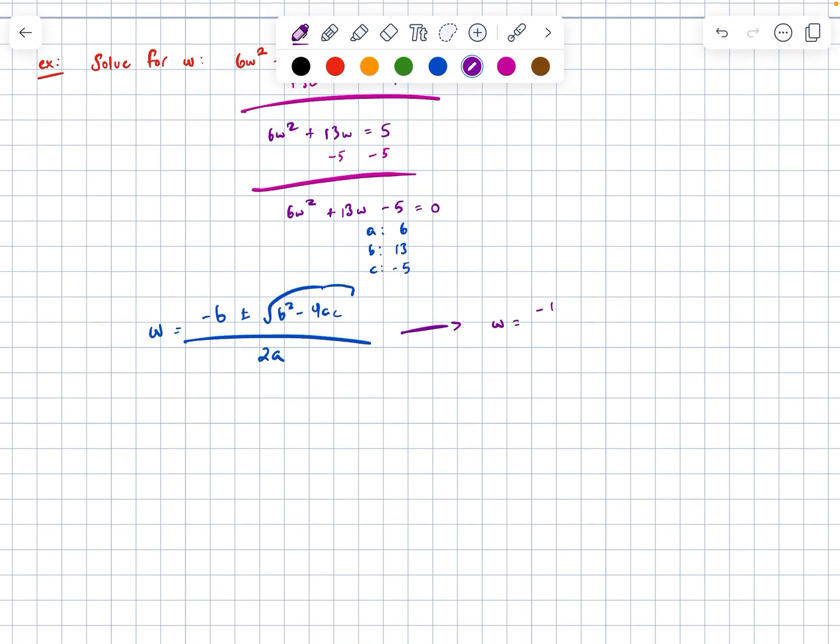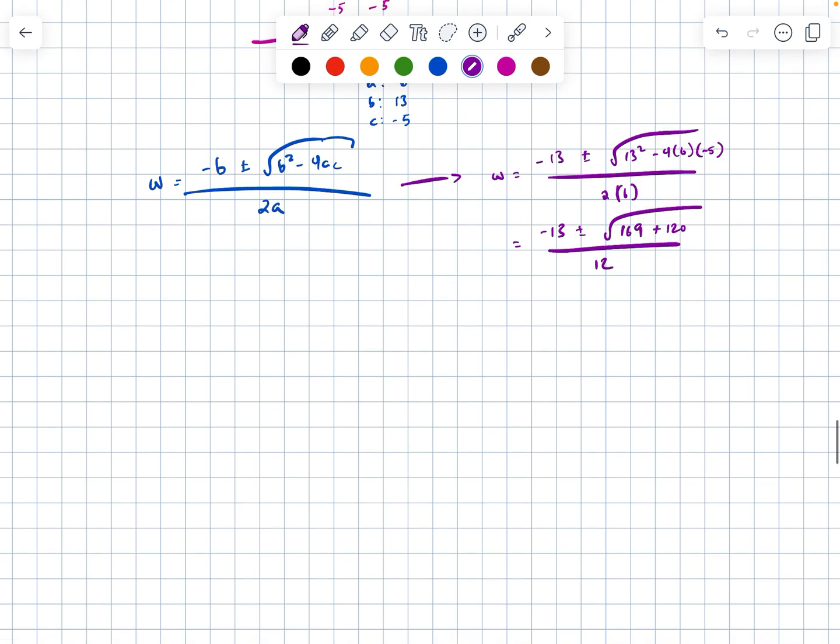So w should be equal to negative 13 plus or minus the square root of 13 squared minus 4 times 6 times negative 5, all over 2 times 6. Simplifying on that right-hand side, I've got negative 13 plus or minus the square root of 13 squared, which is 169. Negative 4 times 6 is negative 24. Negative 24 times negative 5 is positive 120. All of this over 2 times 6, which is 12.